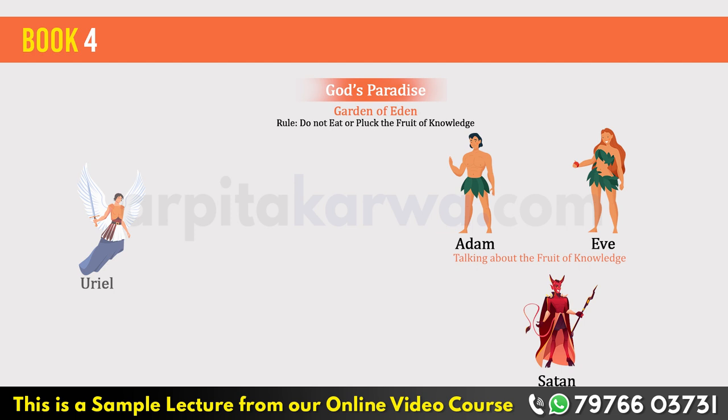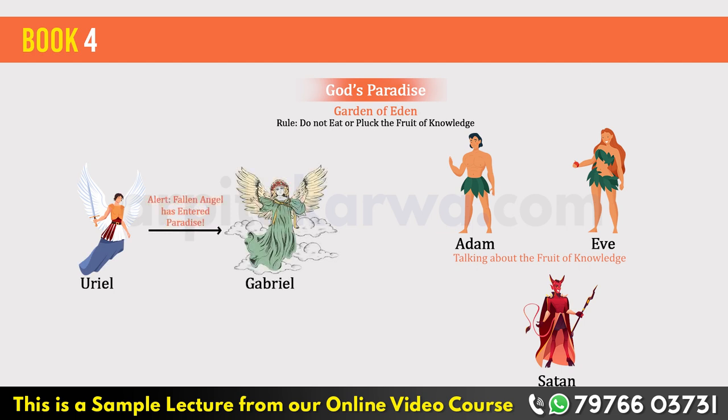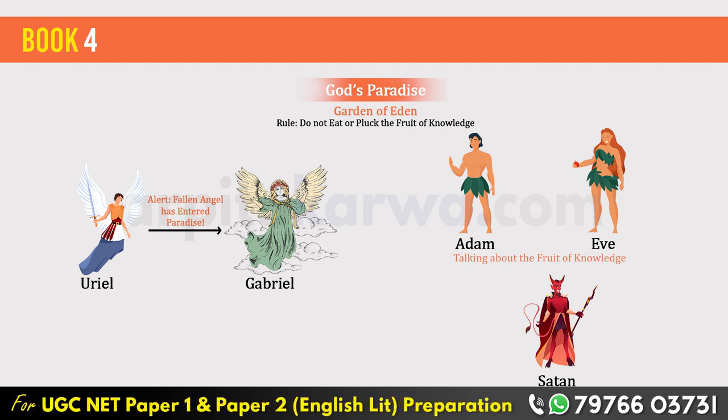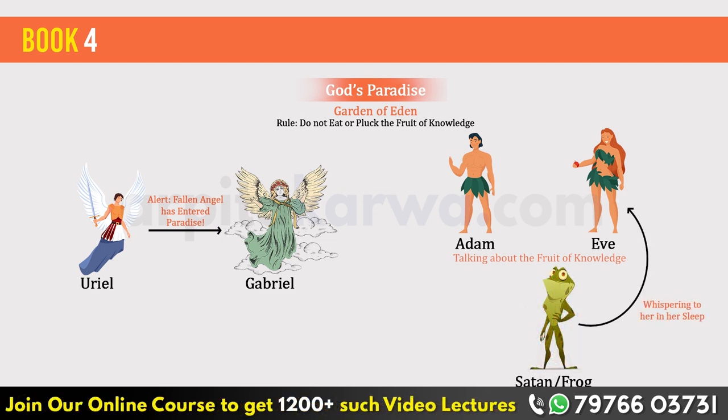Meanwhile, Uriel, the angel we just talked about, warns Gabriel and the other angels that one of the fallen angels has entered paradise. They all get into detective mode and soon Satan is caught in the shape of a little frog or toad trying to whisper to Eve in her sleep. But after this discovery, he is thrown out of Eden, the paradise garden.